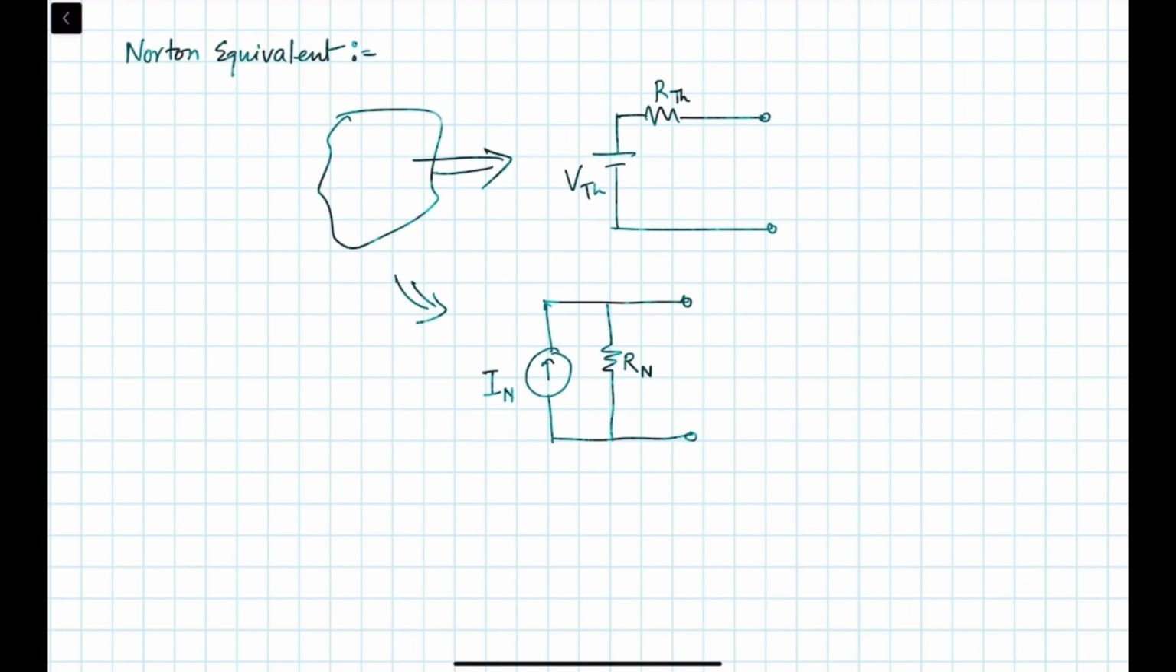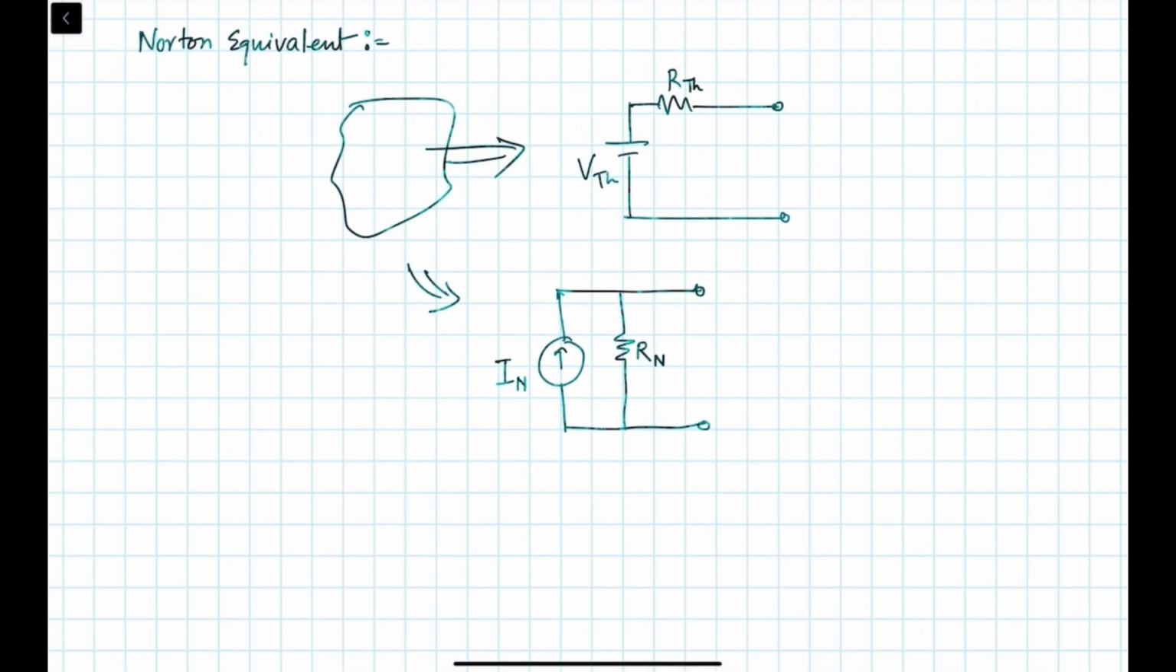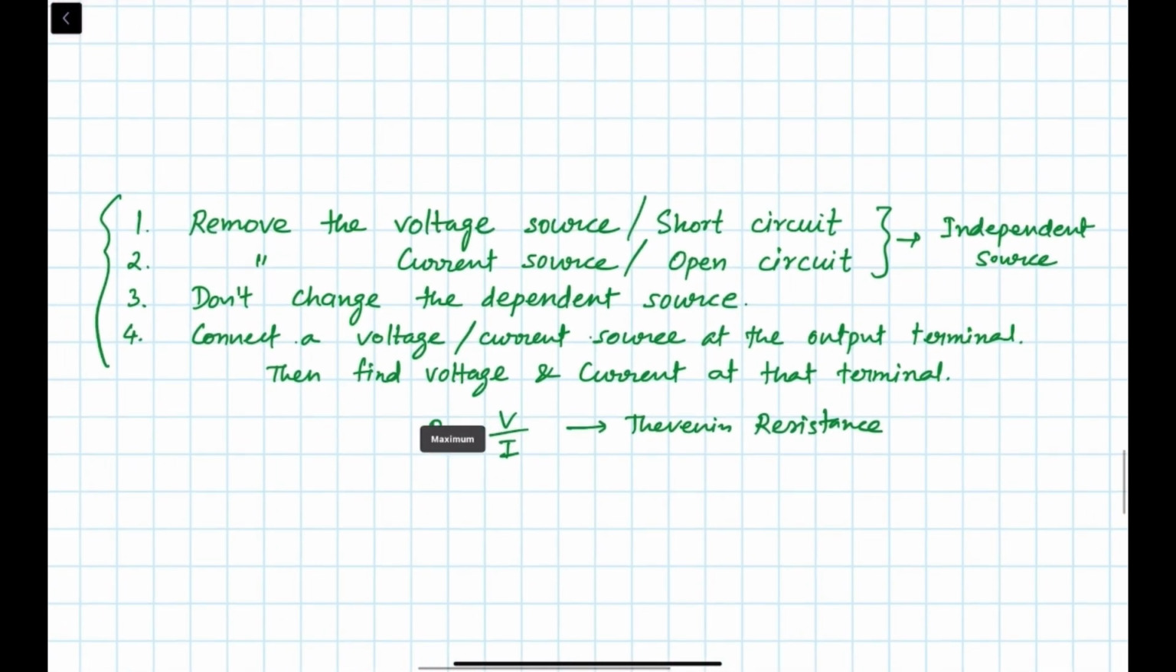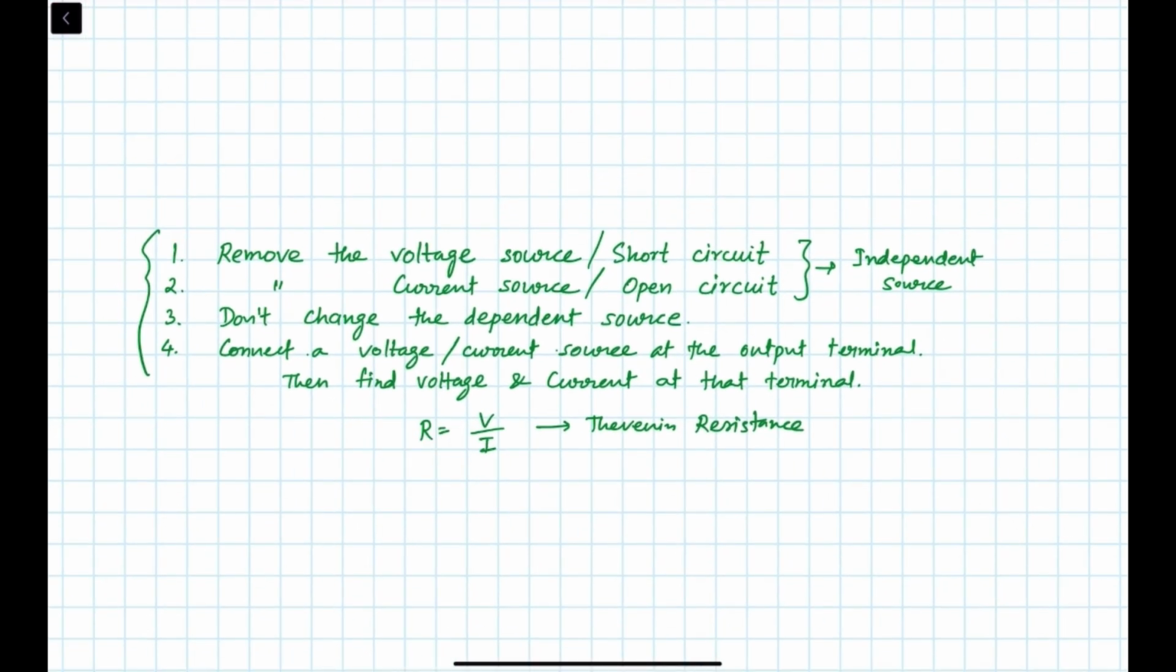To find the RN, you have to use the same method as we have done in case of RTh, which is the Thevenin resistance. And the steps are this. So first you have to remove the voltage and current source. How? A voltage source you will short circuit, and the current source you have to open circuit. Then if there is a dependent source, do not change that. Then connect a voltage or current source at the output terminal. Then find voltage and current at the terminal, and you can find the resistance. If you want to see the solution, you can check the previous video. Here I am not doing it again.